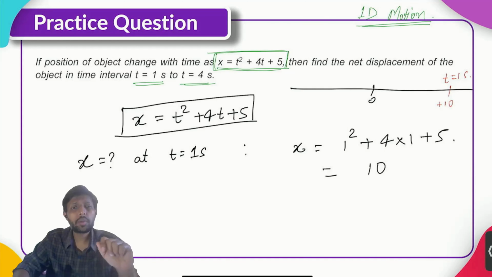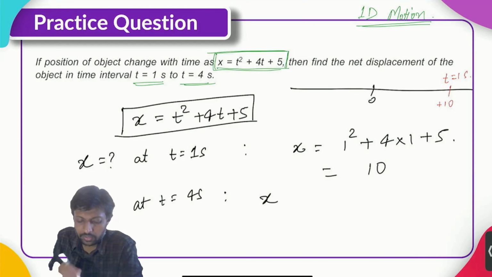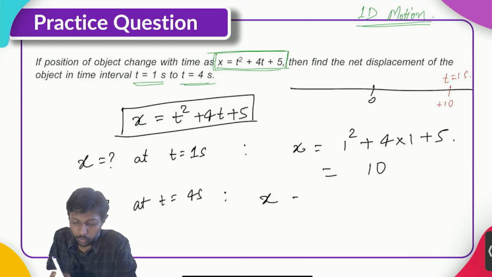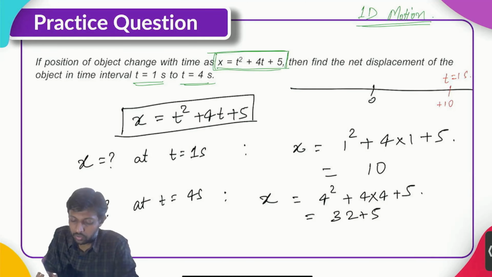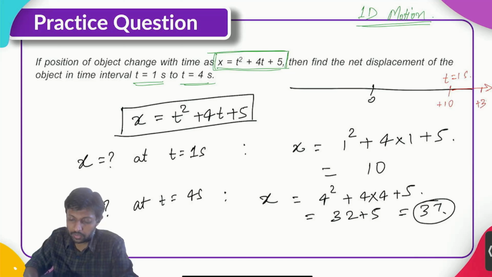Let us see where the object is at t equal to 4 seconds then. What is x at t equal to 4 seconds? So now instead of 1 everywhere, you put 4 everywhere. That would give you 4 square plus 4 into 4 plus 5. That is 32 plus 5, which is 37. In 4 seconds, it's going to go further towards the right at plus 37, at t equal to 4 seconds.